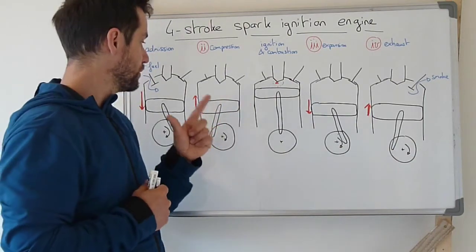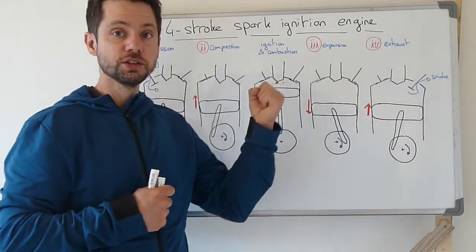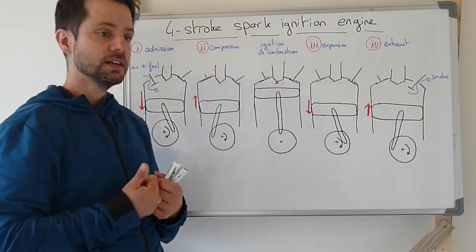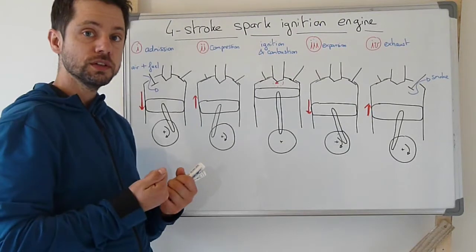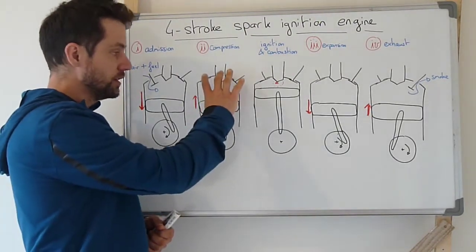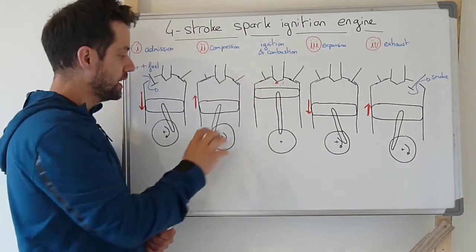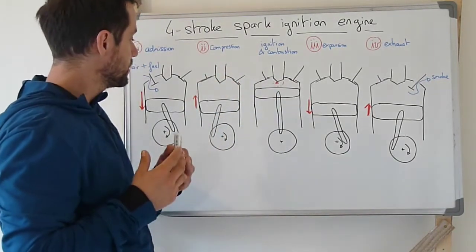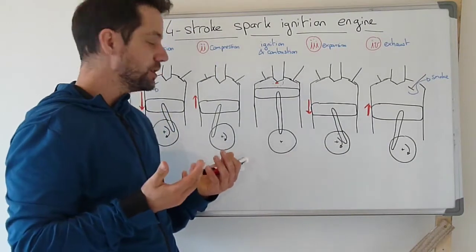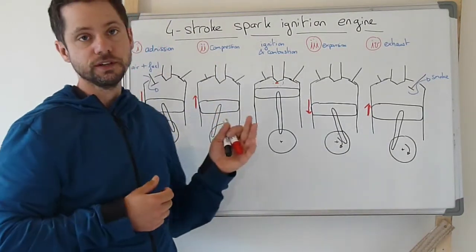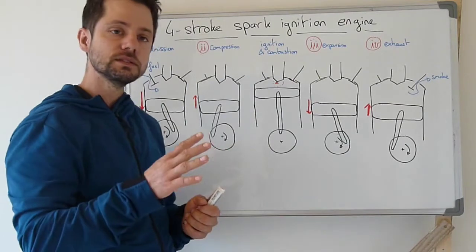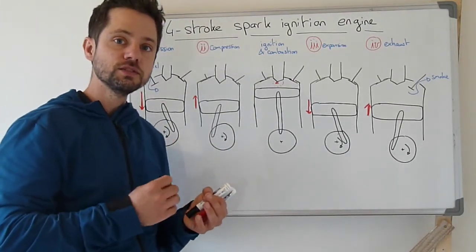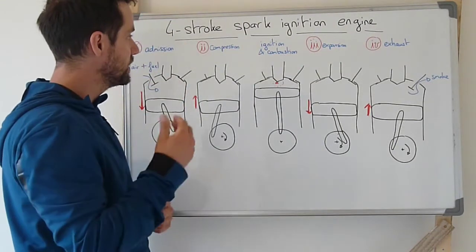Second thing we do for this strategy, we don't compress too much. So what we call the volumetric compression ratio, that's the ratio between the maximum volume we have at the bottom dead center and the clearance volume. This volumetric compression ratio in this kind of engine is around 6 to 8 or 9, in order not to compress too much and not to increase the temperature too much at the end of the compression.